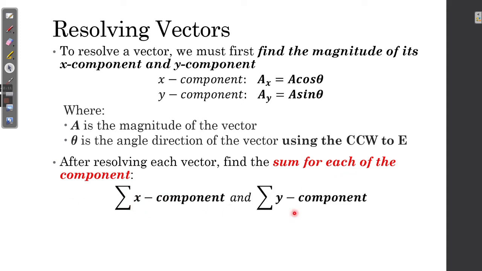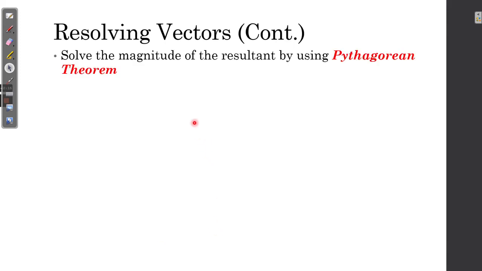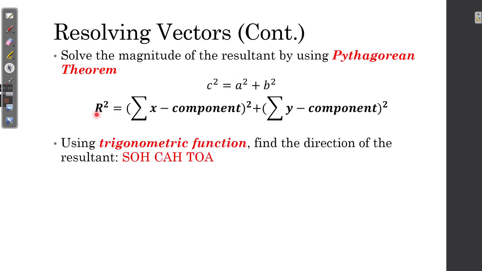So we have the sum of each of the components. We can create a table to help, and then using the Pythagorean theorem, we can find the resultant, and using trigonometric functions, we can find the direction. Okay, so basically what we did earlier.